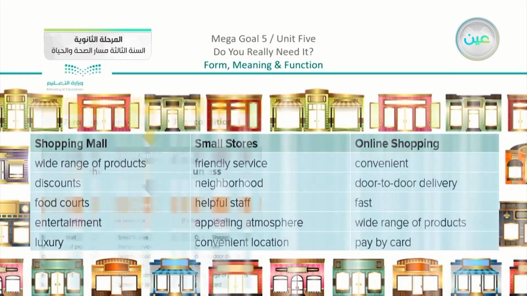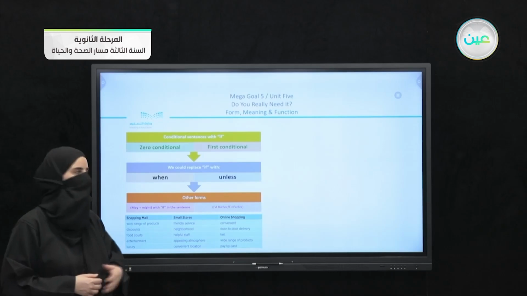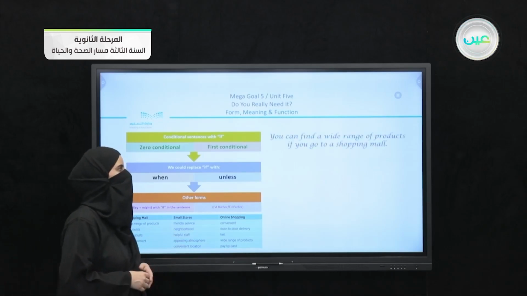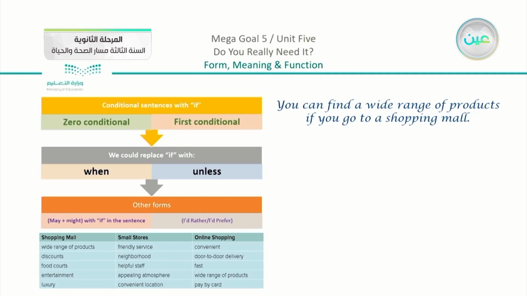Now, I'm going to do something with you now. We have here the structures that we took, and also we have the words that are connected or related to shopping, and we are going to apply both of them and structure new sentences. So we're going to see the examples that we have here. The first sentence: you can find a wide range of products if you go to a shopping mall.